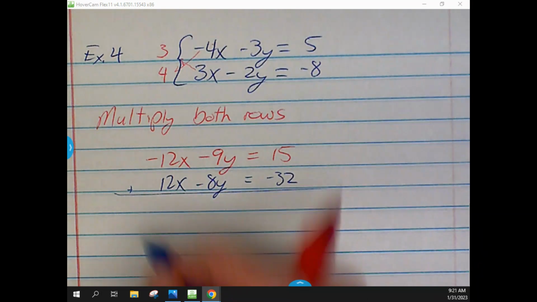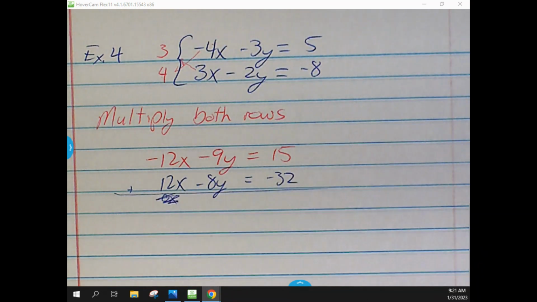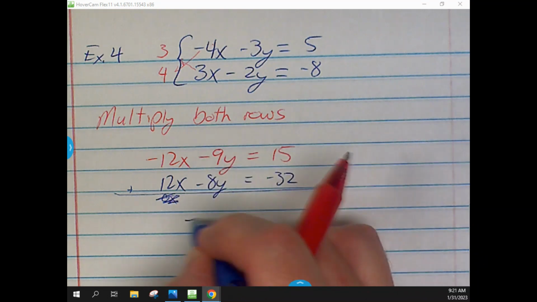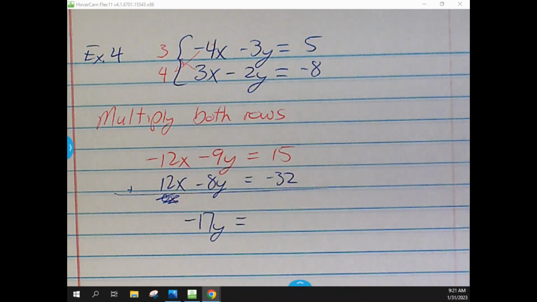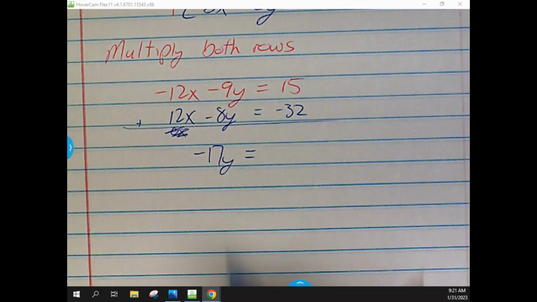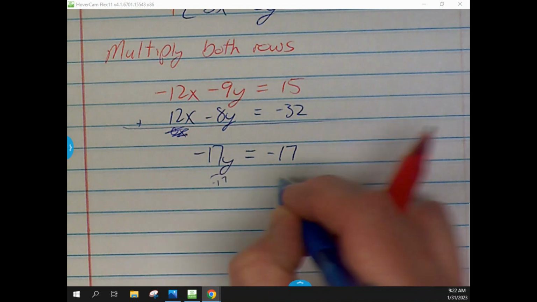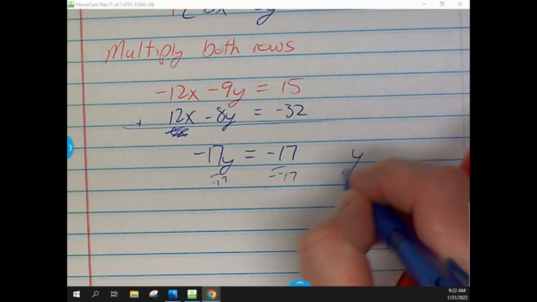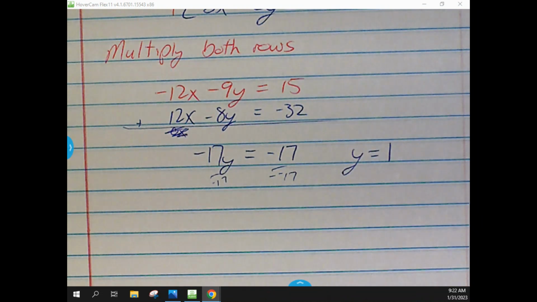Okay, putting those together, that's 0x. That's what we want. That one's gone. We got negative 9 minus 8. Be careful with your signs there. That is negative 17y equals negative 17. And then dividing by negative 17, that means our y value is going to equal 1.